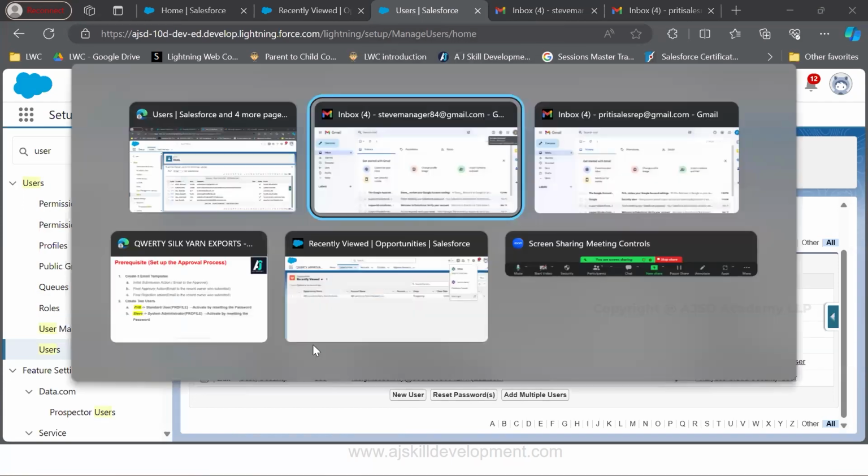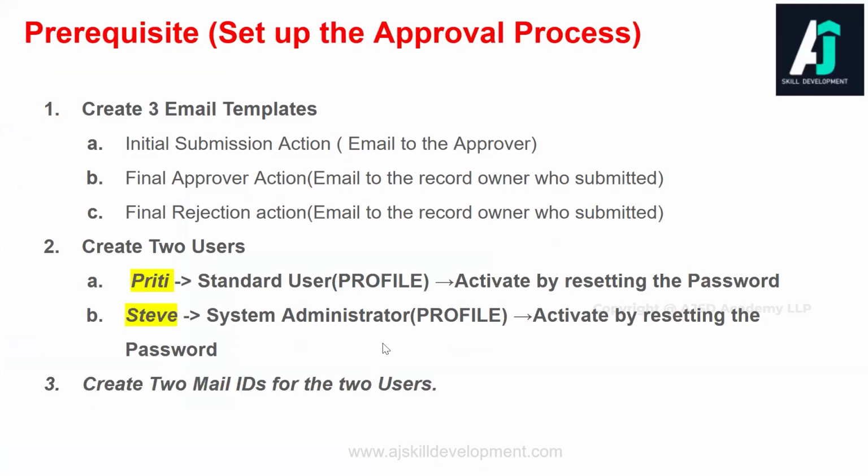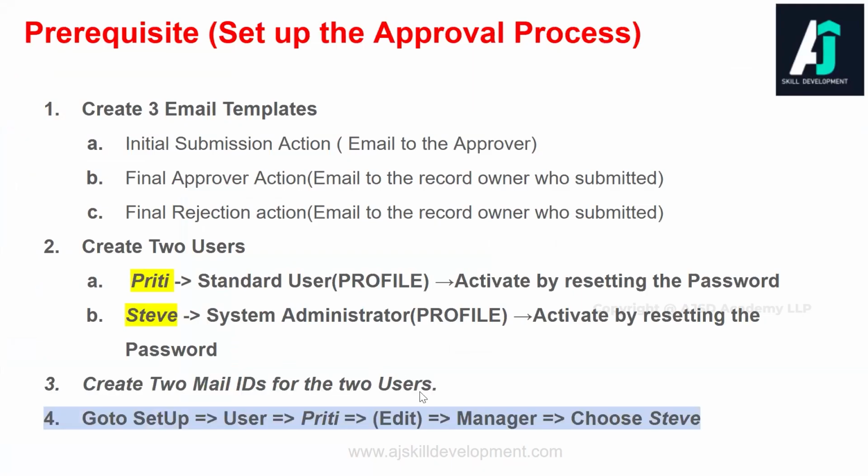Then the next one, the most important thing, is the last one. You're going to set up Preeti. Preeti is the sales rep of our scenario, right? So whatever record she creates, she is going to submit for approval to Steve, because Steve is the manager. We know that Steve is the manager, but we have to configure it in Salesforce also, right? How to configure it? We have to configure in Salesforce that Steve is the manager of Preeti, so whatever record she submits for approval reaches Steve only.